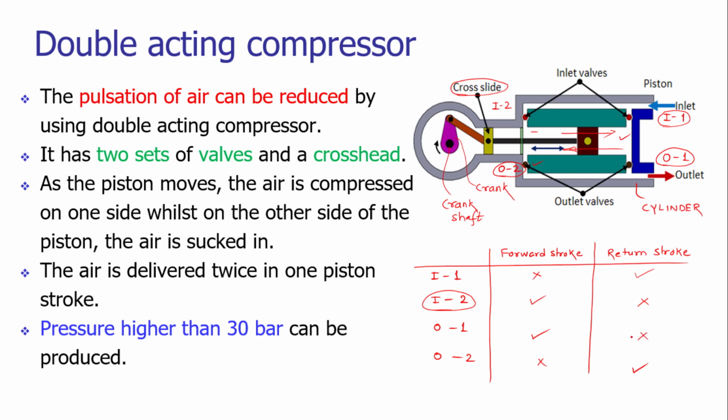So in this way, in the forward stroke we are getting the compressed air, and in the reverse stroke as well we are getting the compressed air. So in this way we can have double action of the compression during the forward stroke and the reverse stroke, that is increasing the compression capacity of these cylinders. Generally these kinds of compressors produce a pressure of up to 30 bar.